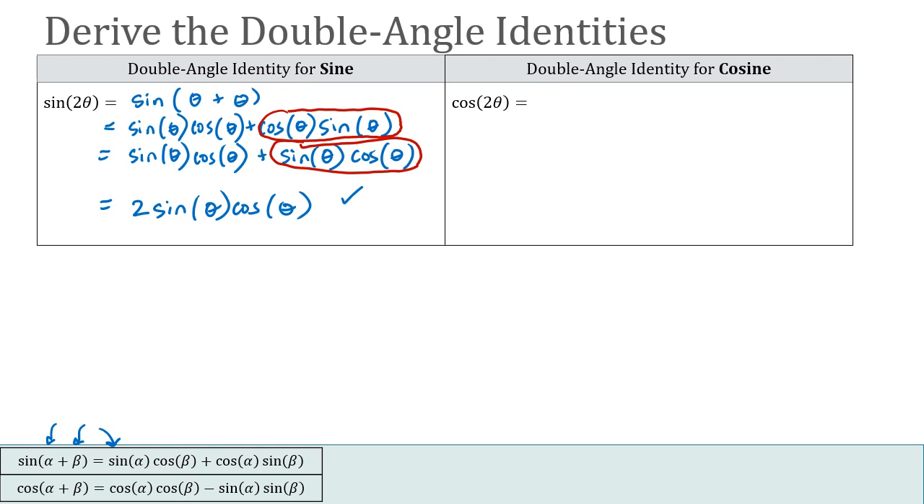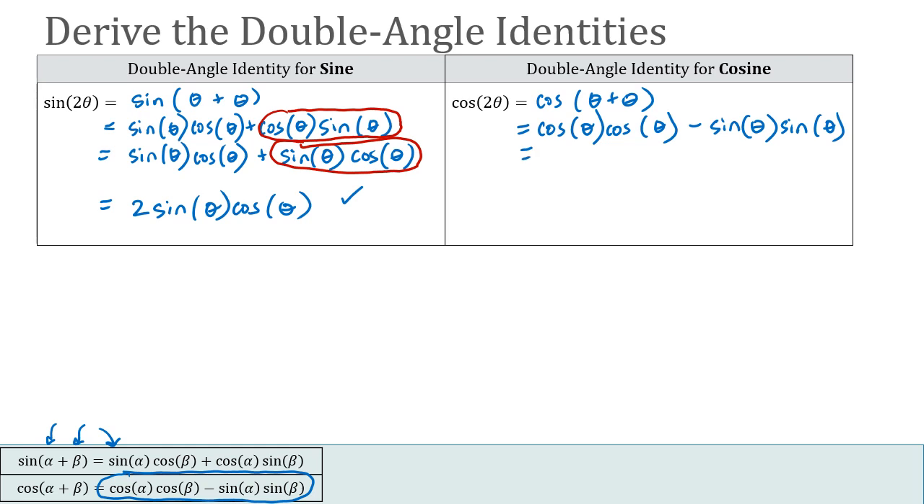Let's go ahead and look at the cosine of 2 times theta. Again, we're going to rewrite this as the cosine of theta plus theta, and then we're going to use our sum identity for cosine down here on the bottom that says that this is going to equal the cosine of the first angle times the cosine of the second angle, which just happens to be the same, minus the sine of the first angle times the sine of the second angle. Now, cosine of theta times cosine of theta is simply cosine squared theta. There it is. Minus sine of theta times sine of theta is sine squared theta. So that is a double angle identity for cosine.